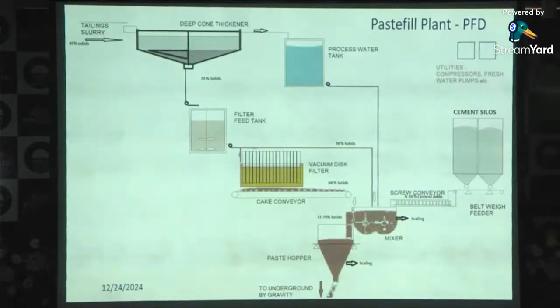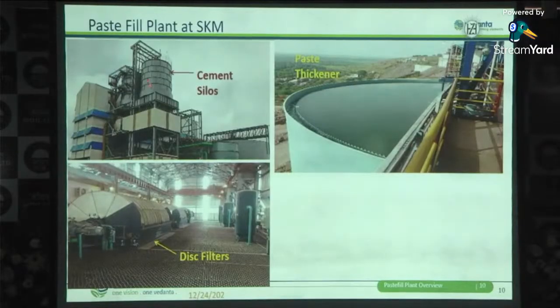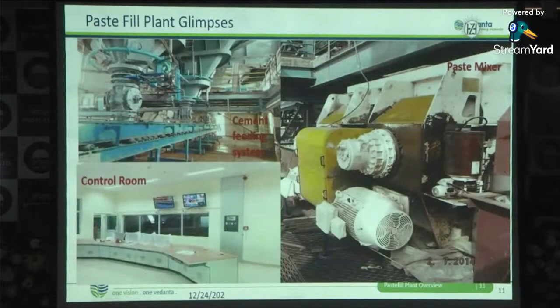In that plant the horizontal length is very high, so we have to pump the paste fill to a certain length. So we are using the PD pump in one plant, and in the other plant we are using gravity to flow the paste fill. So here is some pictures of the cement silo. This is the deep cone thickener. This is the disc filter where we are making 70% solid to 84% solid. And this is the photograph of the cement feeding system.